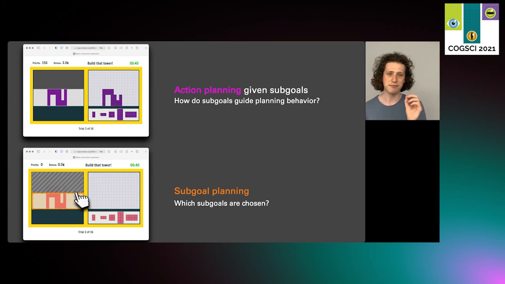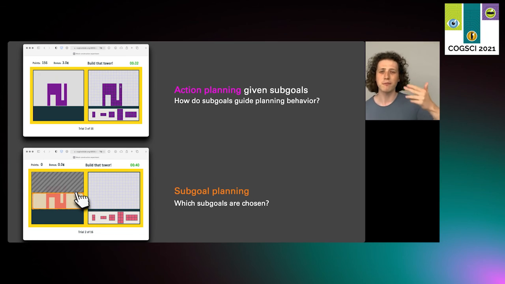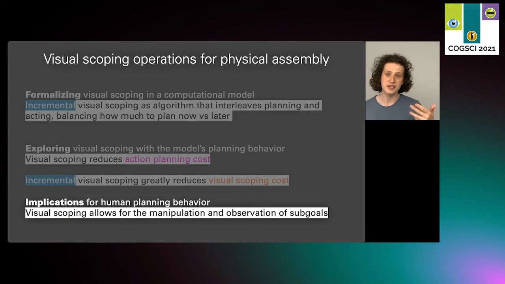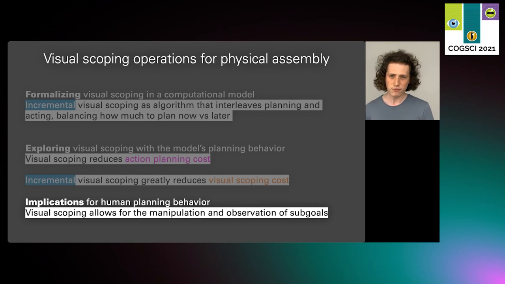Unlike the actions that people take, which subgoals they use is usually invisible. However, under visual scoping, we can make use of the visual nature by making participants mark out their next subgoal on the target shape itself. And this way, the choice of subgoal becomes measurable. Again, these are future experiments, but they illustrate how visual scoping might be used to manipulate and observe subgoal planning behavior. So, what I've discussed is specific to the block tower reconstruction task and the specific decisions made when studying visual scoping. But I want to zoom out a bit.